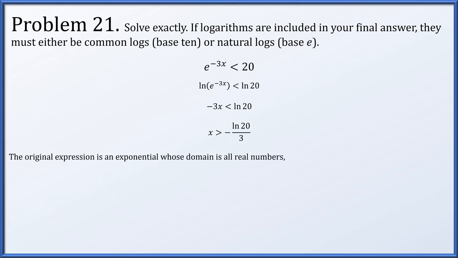In the original expression, we should be concerned about checking domain, but it's an exponential. The domain is all real numbers, which means we really don't need to worry about it here. We're done. X larger than negative log 20 over 3.